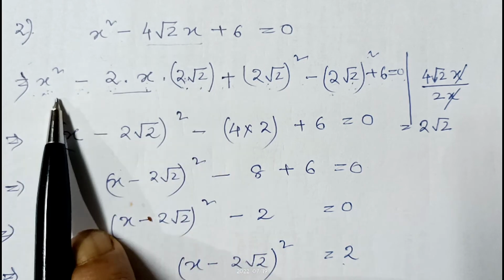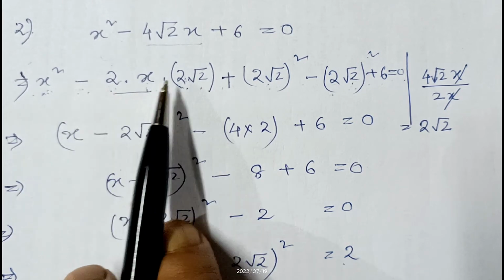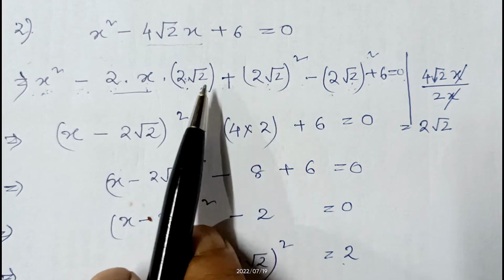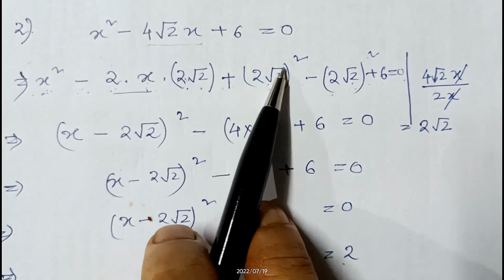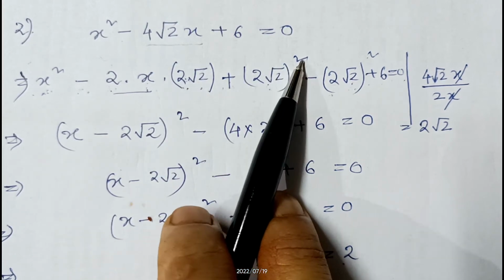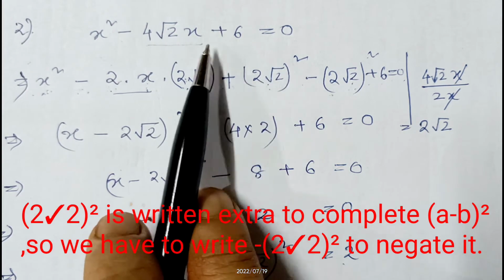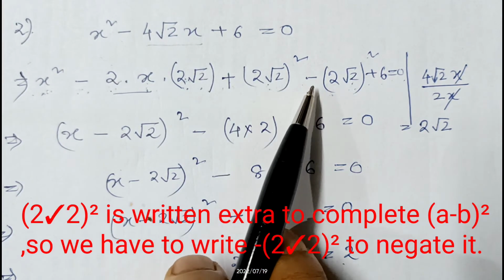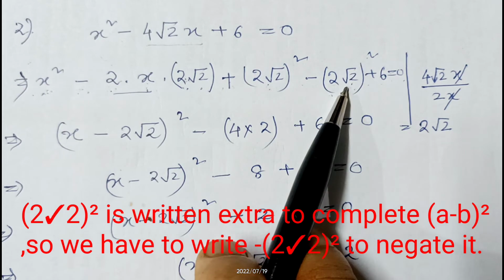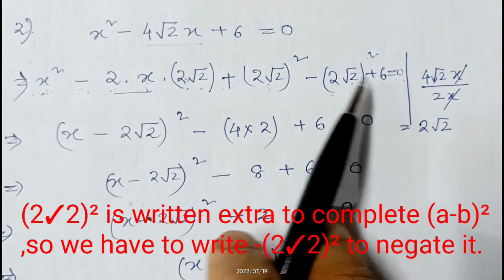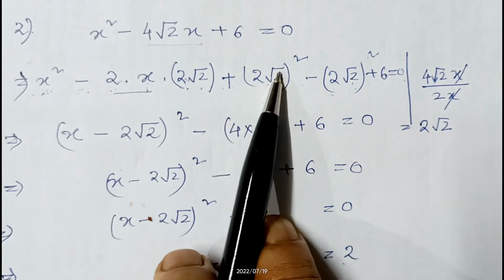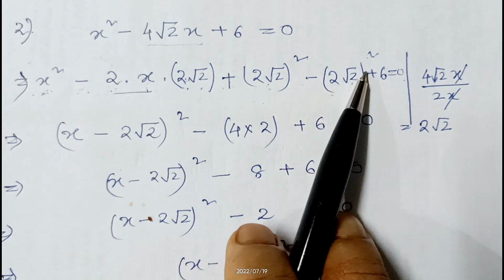So we got a square minus twice ab plus b square. Since b is 2 root 2, we have written plus 2 root 2 whole square. This time I have written it extra, it was not there, so we have to write minus 2 root 2 whole square plus 6 equals 0. Just because we have written this term extra, we have to write minus 2 root 2 whole square.